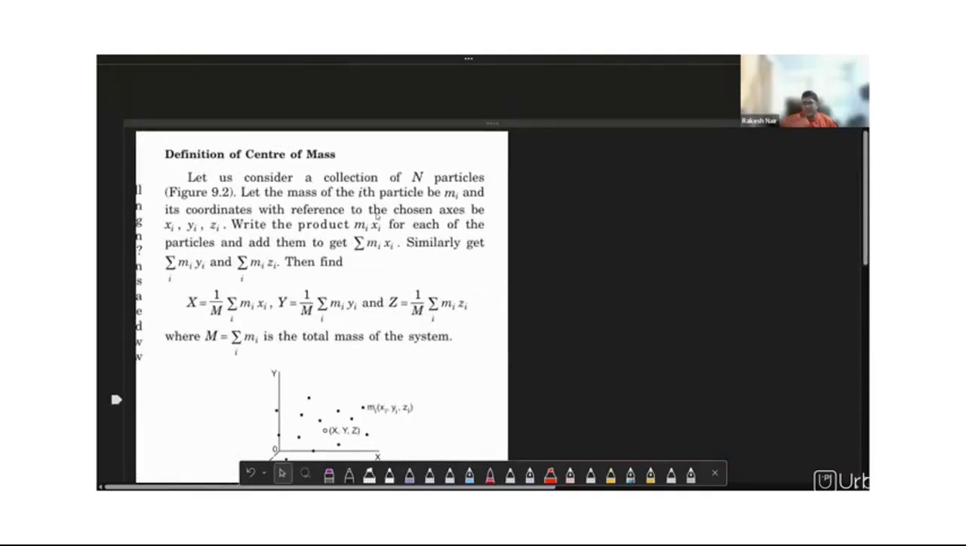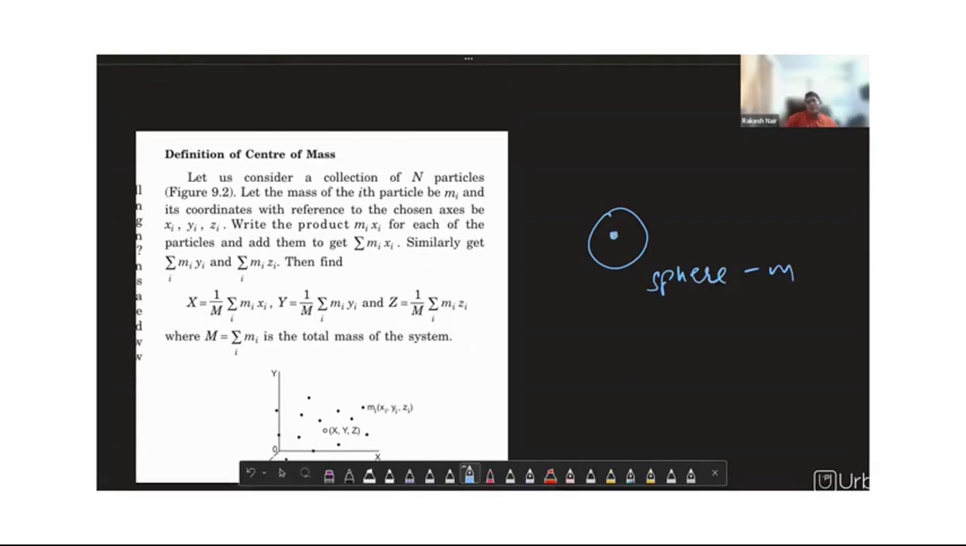So let us consider a collection of n particles. If there is a symmetric substance, like you can consider this to be a symmetric sphere with mass m, then this point will be your center of mass. We can say that the center of this sphere is marking the center of mass of this body.